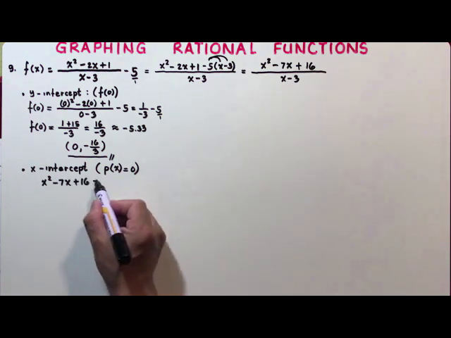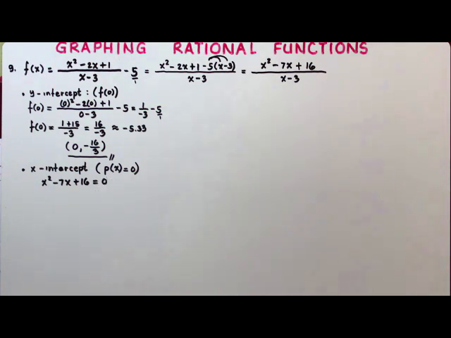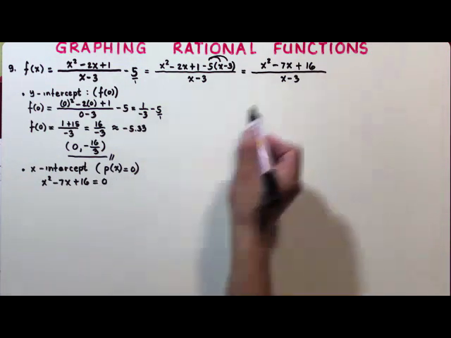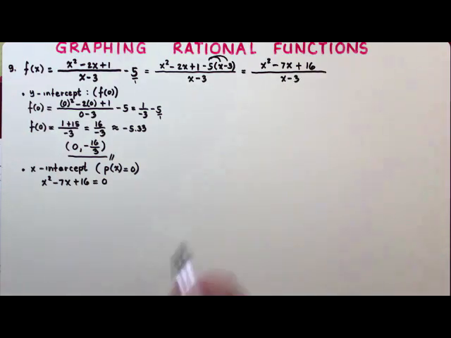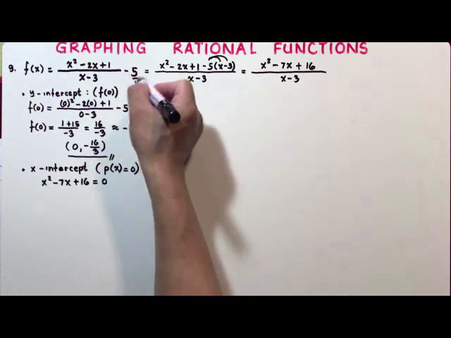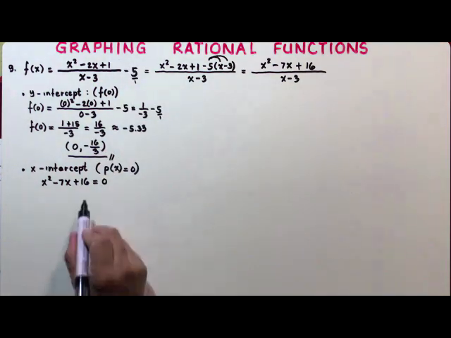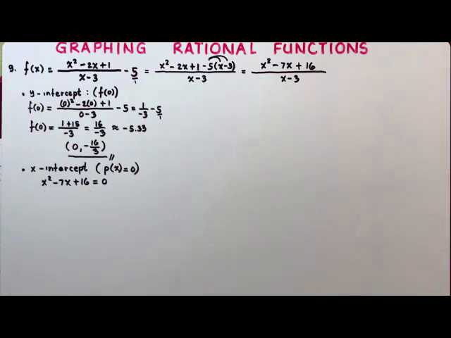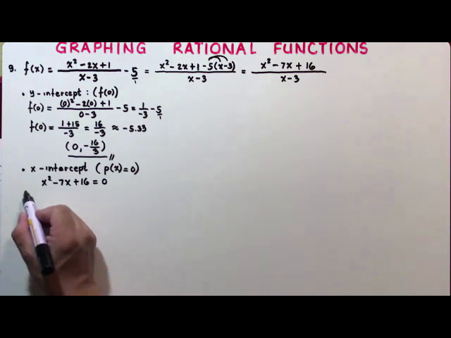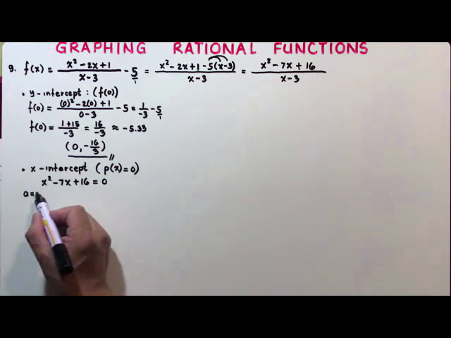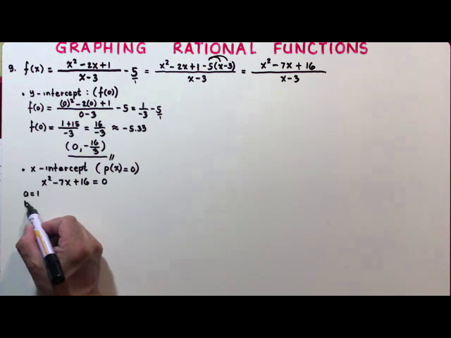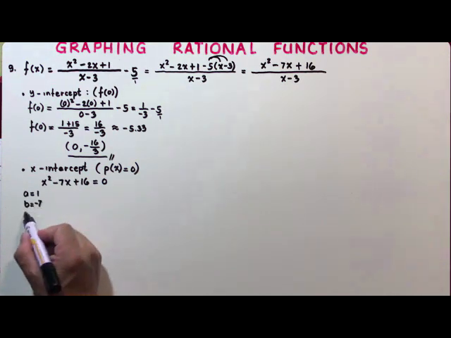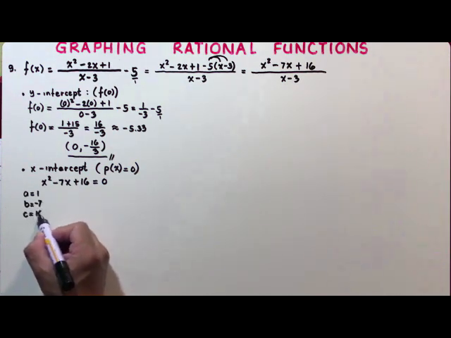This will be equated to 0, because this is our quadratic trinomial in the numerator, which is the reduced form of the combination of this fraction and this constant phi. Now I know that the roots of this quadratic trinomial are not rational numbers, so we may use the quadratic formula. So our a is 1 here, our b is negative 7, and our c is 16.